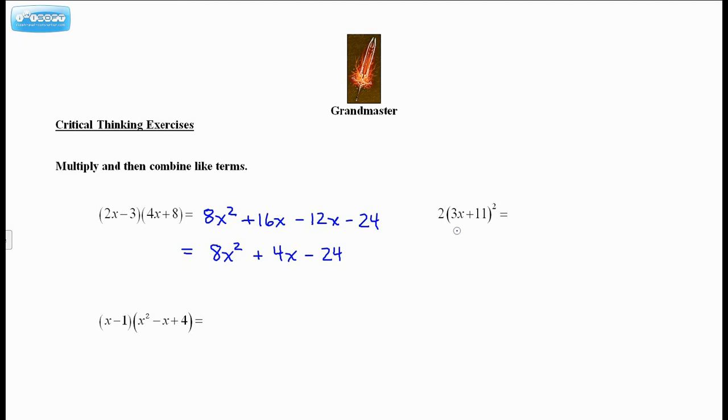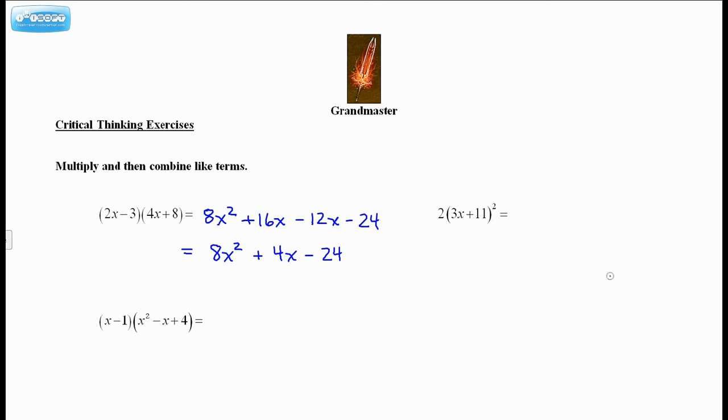Next, I have 2 times (3x plus 11) squared. Now the mistake that some people might make is applying the distributive law right now. That is a mistake because this is multiplication, but I have an exponent out here, and exponents have to come first. What does it mean to square 3x plus 11? Does that mean I get to square each of these terms? The answer is no. And that's another common mistake that kids make.